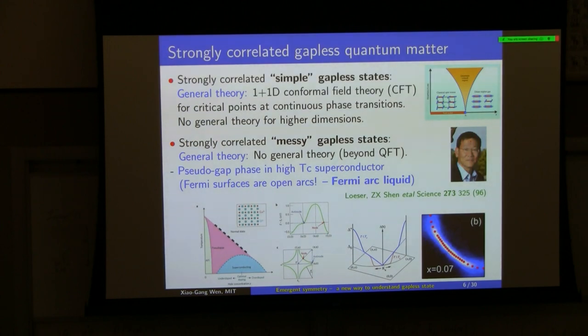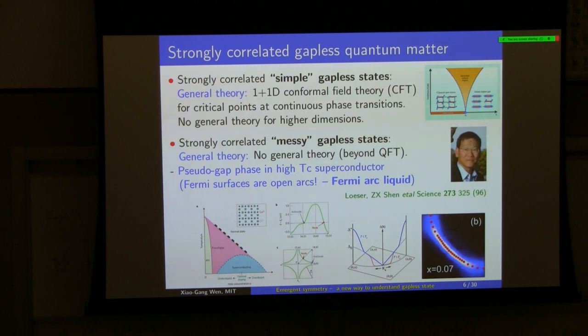So here I'm emphasizing on other spec. Then for those without quasi-particle, do we have a general understanding of them? That raises a kind of theoretical challenge. Then we also have these strongly correlated messy gapless states. And in this case, we don't have a general theory.